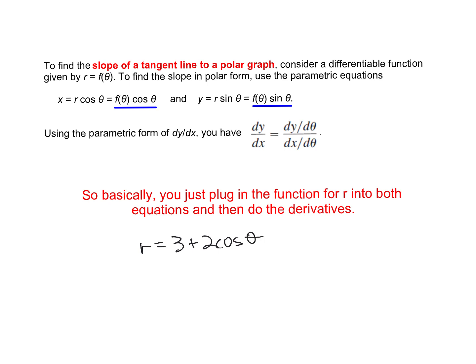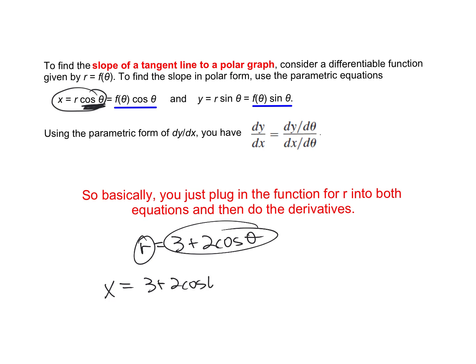Okay, so I have this equation here, and I just know that, remember that x is r cosine of theta. Well, this is r, right? So I could change this to x is equal to r times the cosine of theta. Okay? Now I have an x for this. And then I can do the same thing for y. I know that y is just r times sine of theta. So I'll say y is equal to this r again times the sine of theta. Now I have an x and a y.